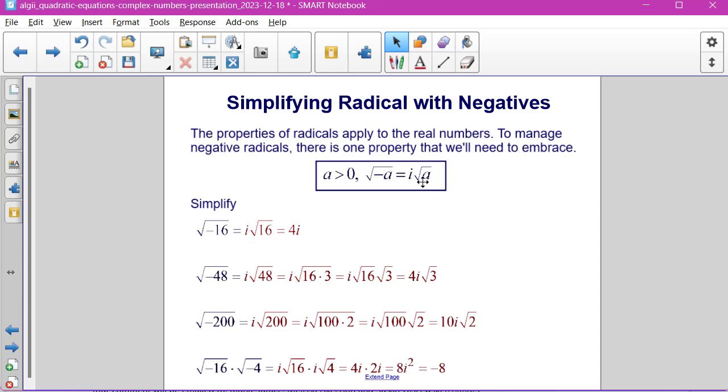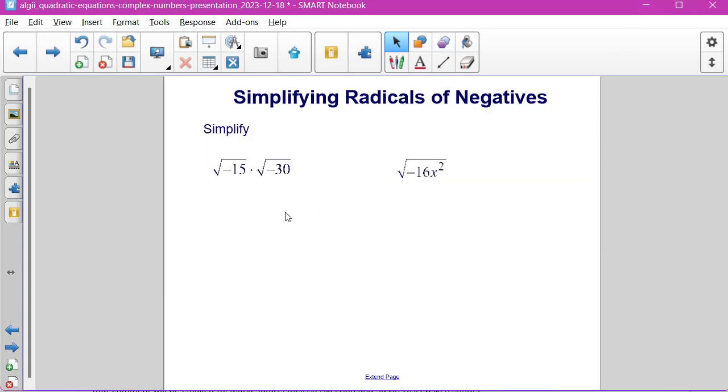Again, the key thing to remember is whenever you have a negative radicand, you need to take the i out first and then deal with the remaining radicand value that would then be greater than 0. Here are some more examples where we are simplifying radicals containing negative values. So let's simplify each of these.